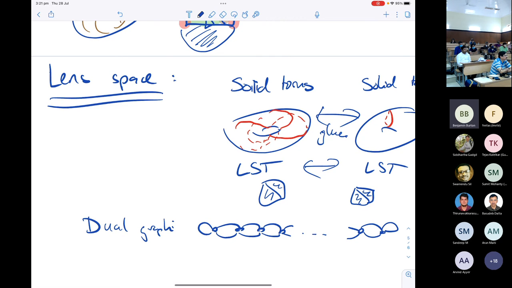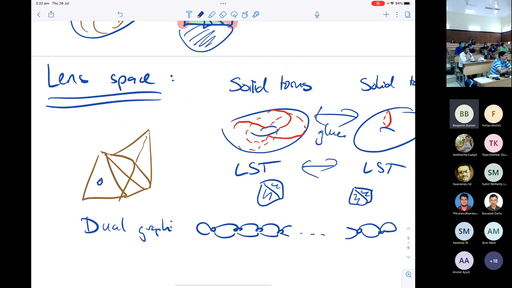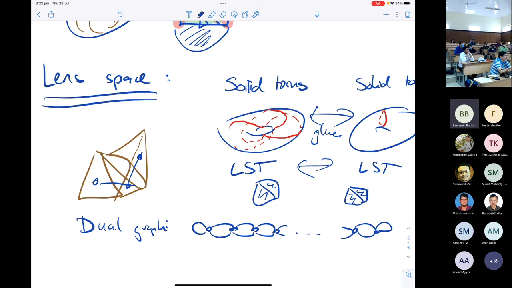So the dual graph has one vertex for each tetrahedron, and there's one edge for each gluing between faces. Basically, you're sticking a vertex in the center of each tetrahedron, and then you're putting in edges where the tetrahedra are glued together.